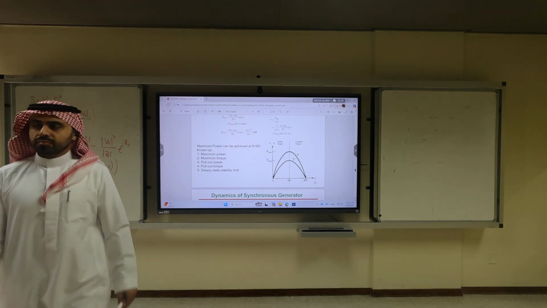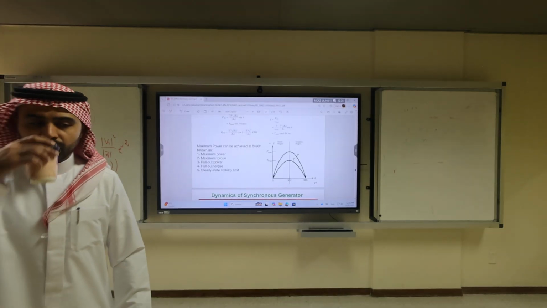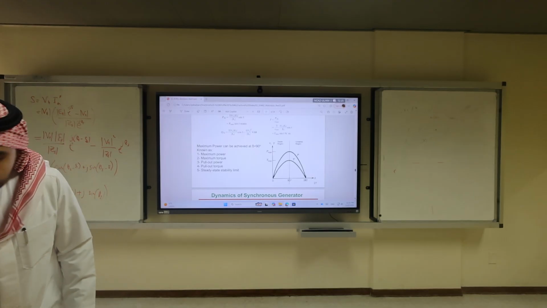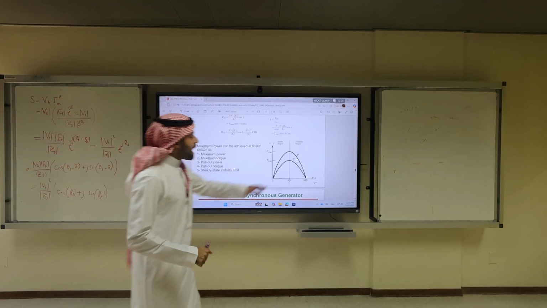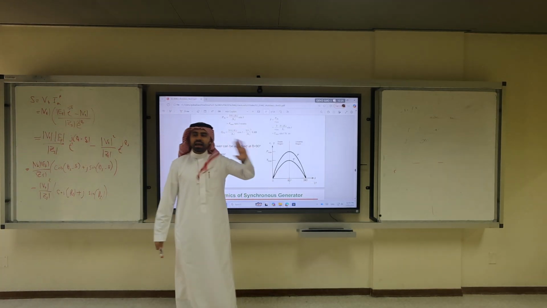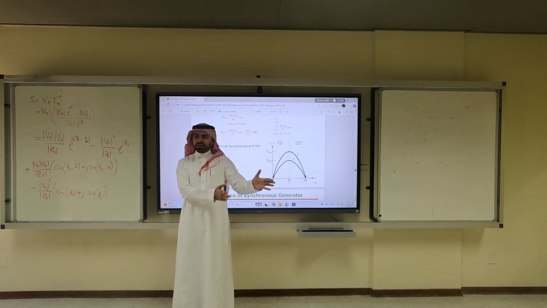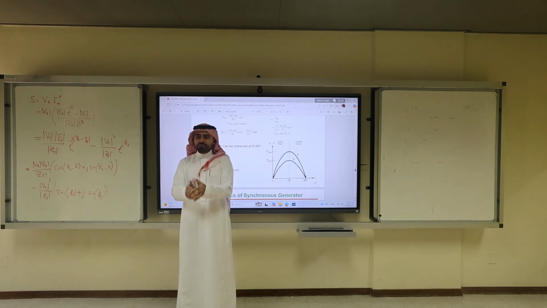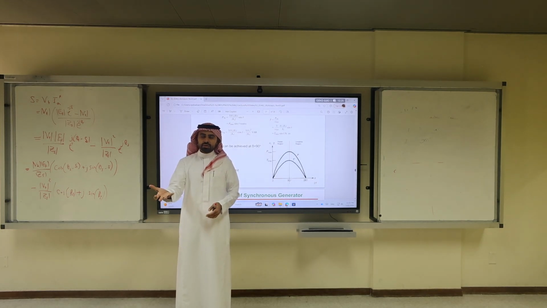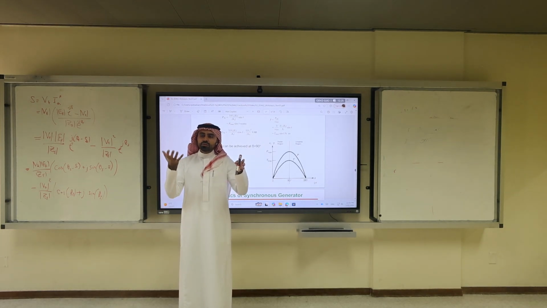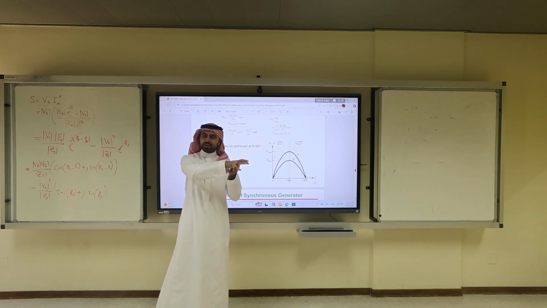Delta is the difference between what exactly? Is there another question? Delta is first of all the phase difference between the E_F and the V_T. The E_F comes from the rotor. The V_T comes from inducing voltage on the stator.